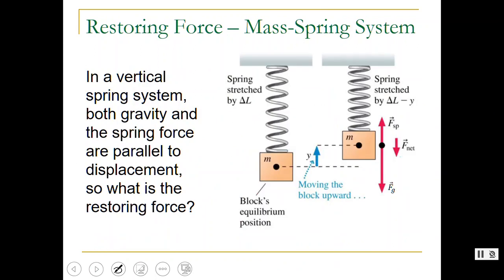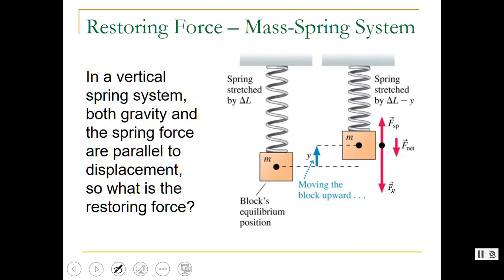Now, in a vertical system, well, there's gravity. What else is going on? There's got to be gravity. Is gravity part of the restoring force? Well, no. Gravity is not actually part of the restoring force, because gravity always points down. So it only sometimes points in the direction of equilibrium. It's not always in the opposite direction of displacement.